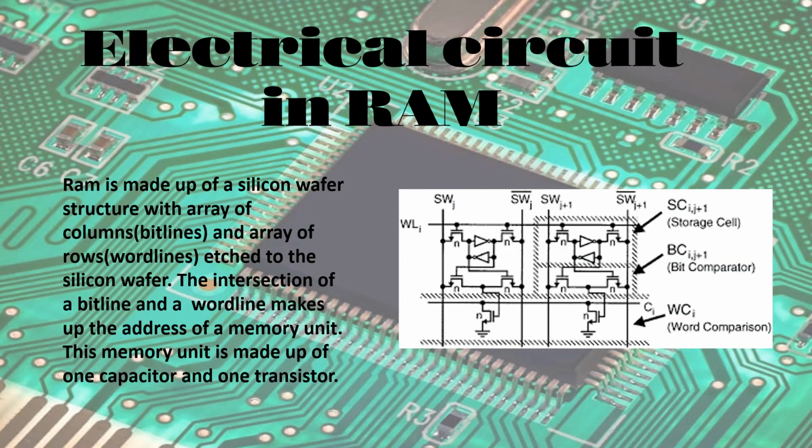Let's look at the electrical circuit in RAM. This is what a typical RAM electrical circuit looks like, as you can see in the picture. RAM is made up of a silicon wafer structure with an array of columns that are bit lines and an array of rows that are word lines etched to the silicon wafer. The intersection of a bit line and a word line makes up the address of a memory unit. This memory unit is made up of one capacitor and one transistor.